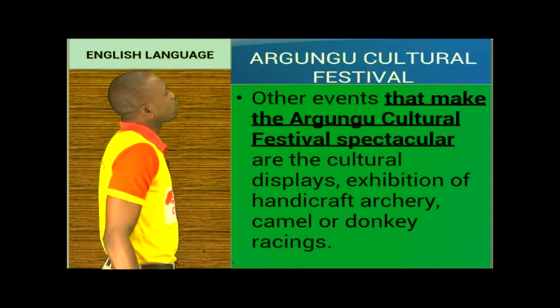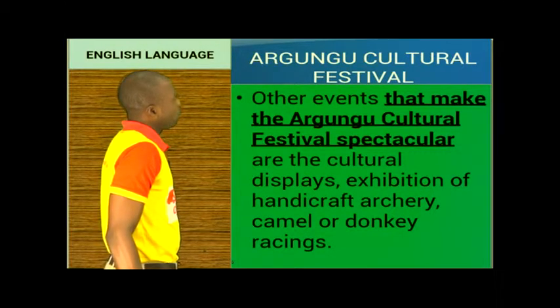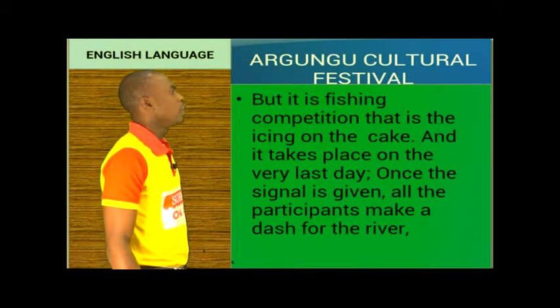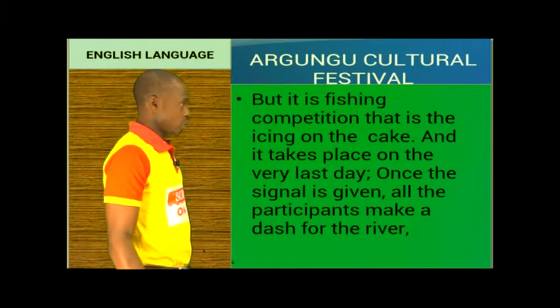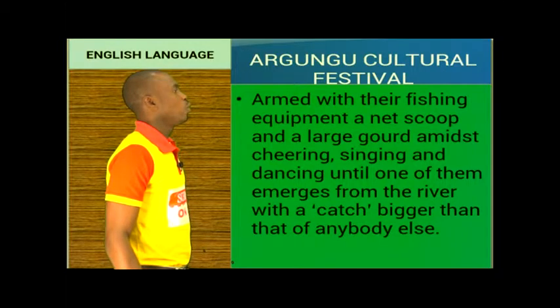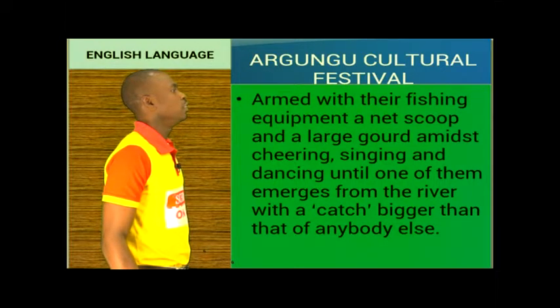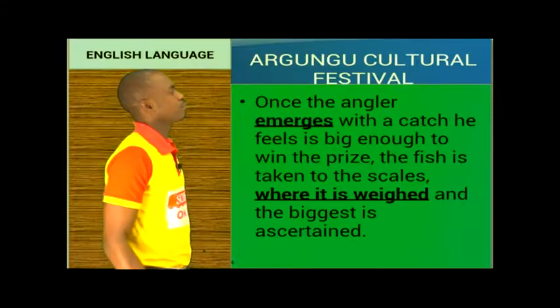Other events that make the Agugu Cultural Festival spectacular are the cultural displays, exhibition of handicrafts, archery, camel or donkey races. But it is the fishing competition that is the icing of the cake, and it takes place on the very last day. Once the signal is given, all the participants make a dash for the river. Armed with their fishing equipment, a net, scoop, and a large gourd, amidst cheering, singing and dancing until one of them emerges from the river with a catch bigger than that of anybody else.